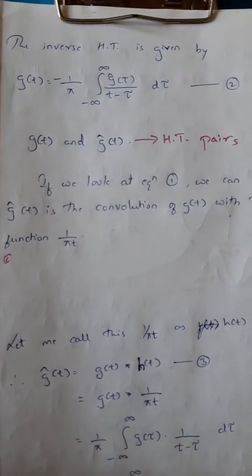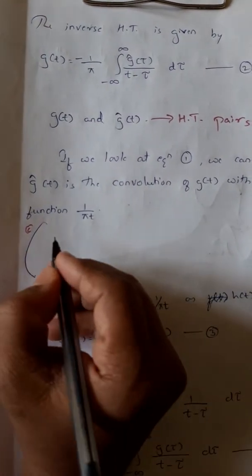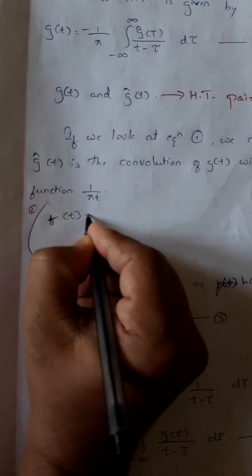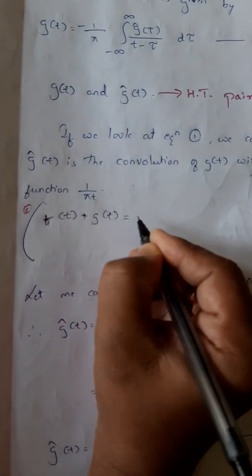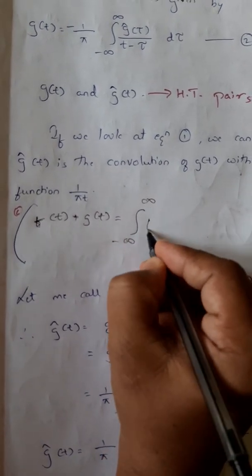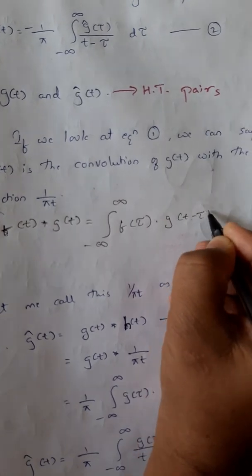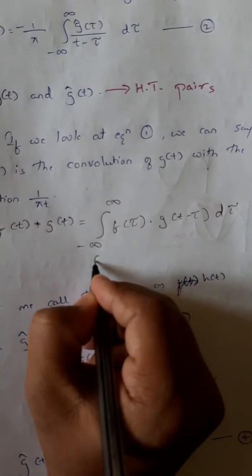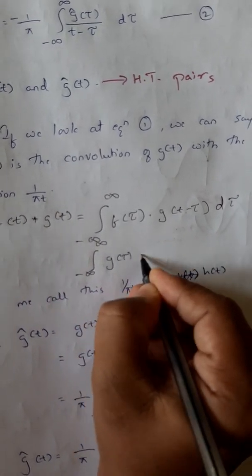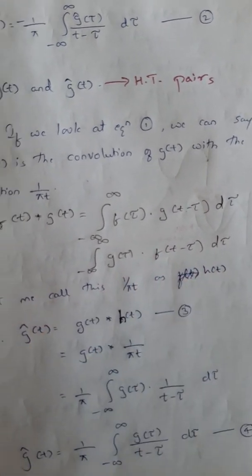What do you mean by a convolution? I'm just going to give a brief introduction. Convolution is when I take two signals, f of t convolved with g of t. Just for your sake, I'm giving this equation: minus infinity to plus infinity f of tau into g of t minus tau d tau, or you can write it like this also, minus infinity to plus infinity g of tau into f of t minus tau d tau. Both are true.